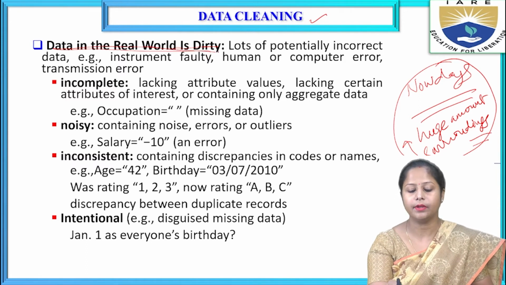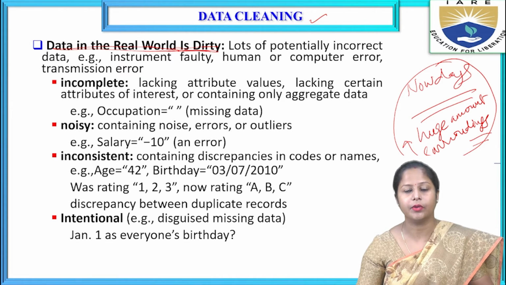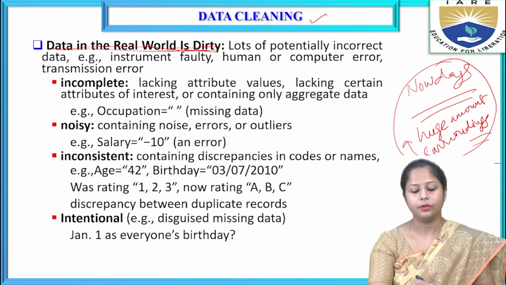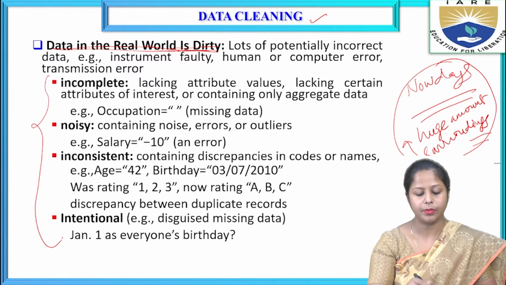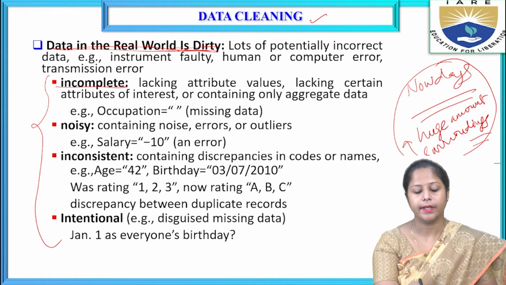So much data is available nowadays, with lots of potentially incorrect data. We can say instrument faulty, human or computer error, or transmission error data is also available along with the good amount of data. So we will check in brief what these types of data are. First, incomplete. Second, noisy.